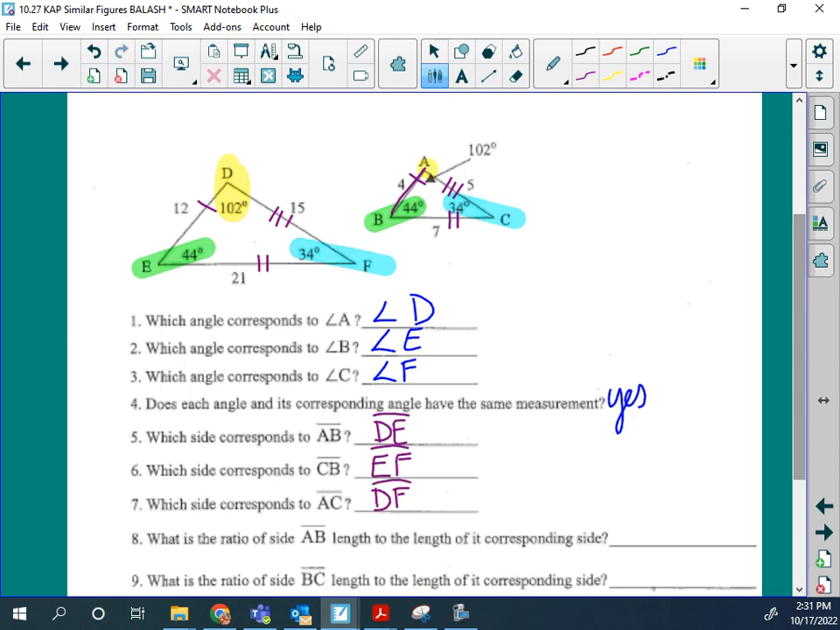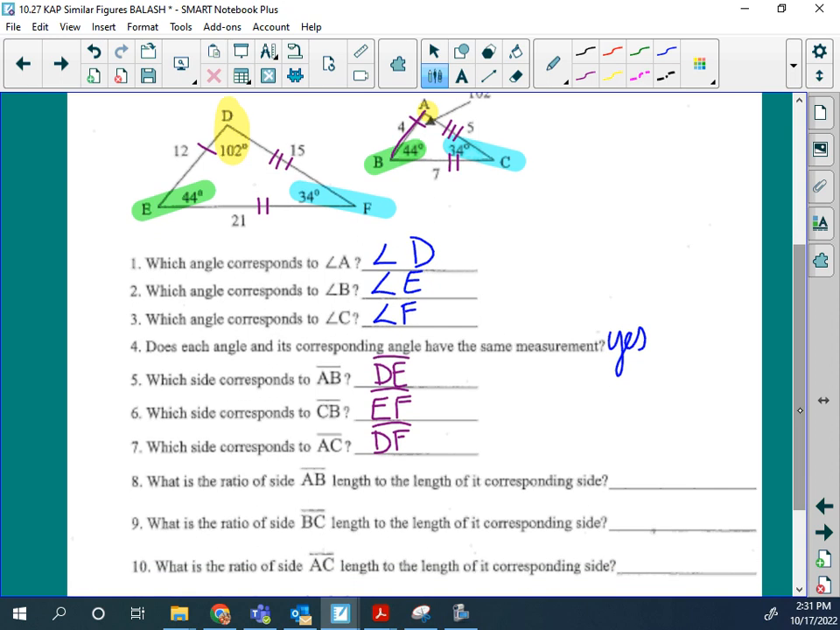All right? So now that we know what corresponds, that just means it's in the same location, let's talk about these ratios. It says, what is the ratio of side AB length to the length of its corresponding side? Okay, so AB is how much? AB is 4, okay? Its corresponding side, DE, is what? 12, correct? And so as a ratio, I can simplify that down to 1/3, all right?